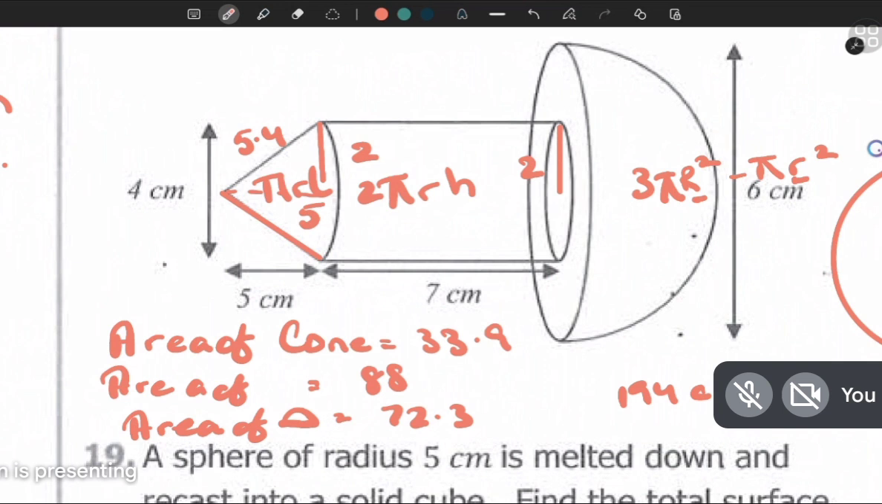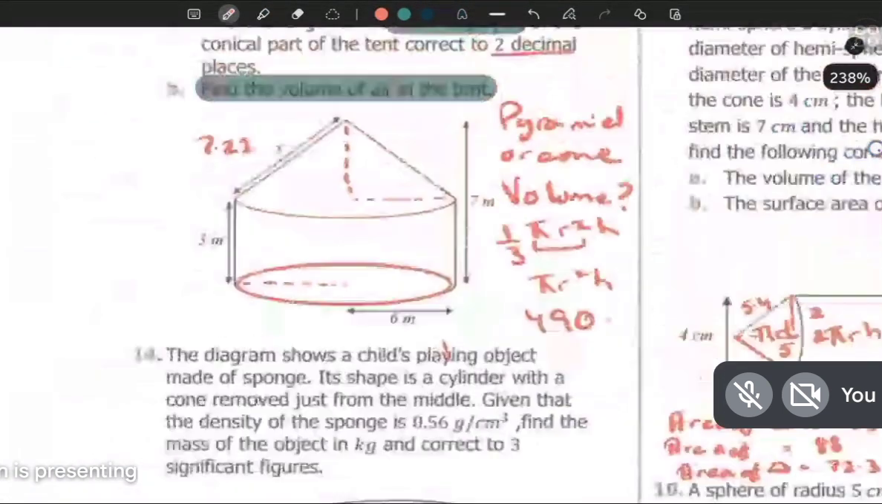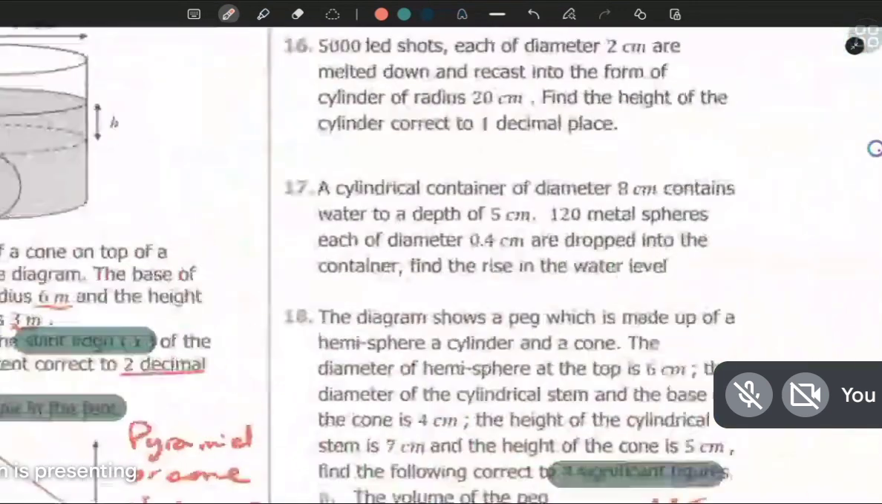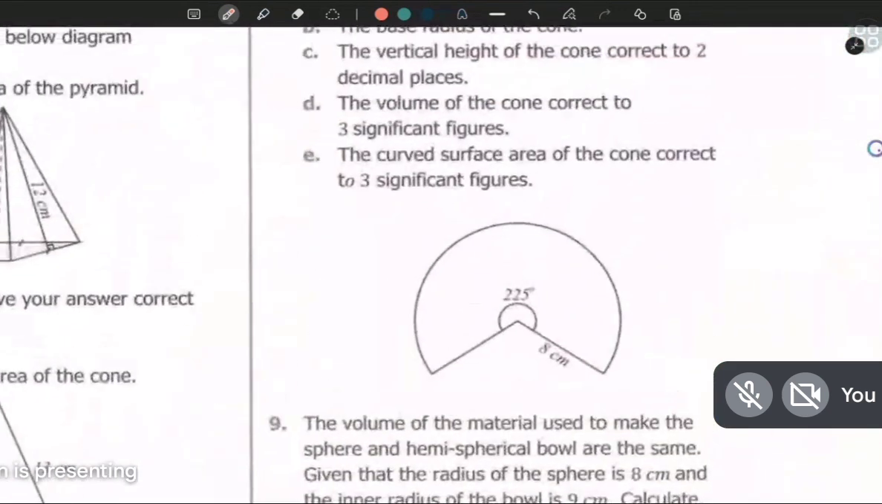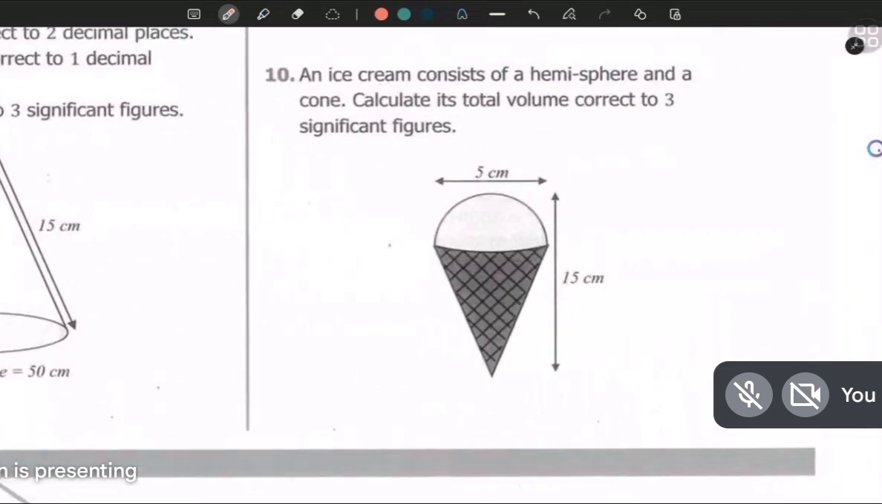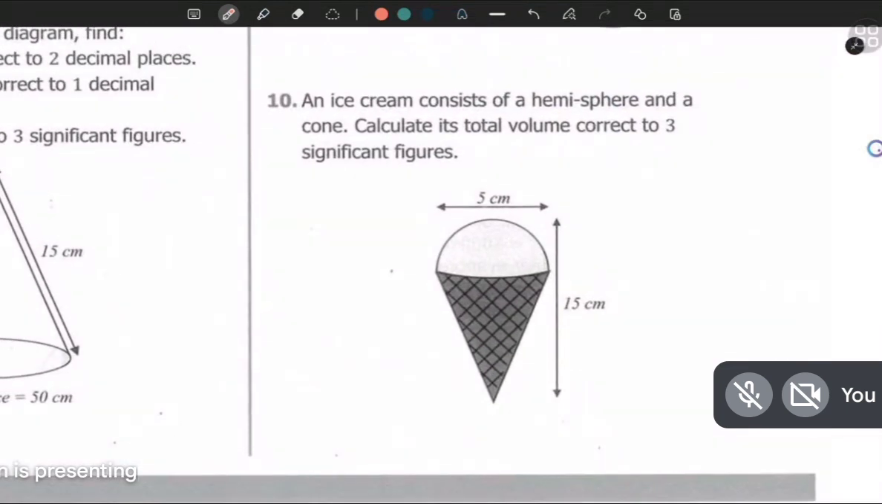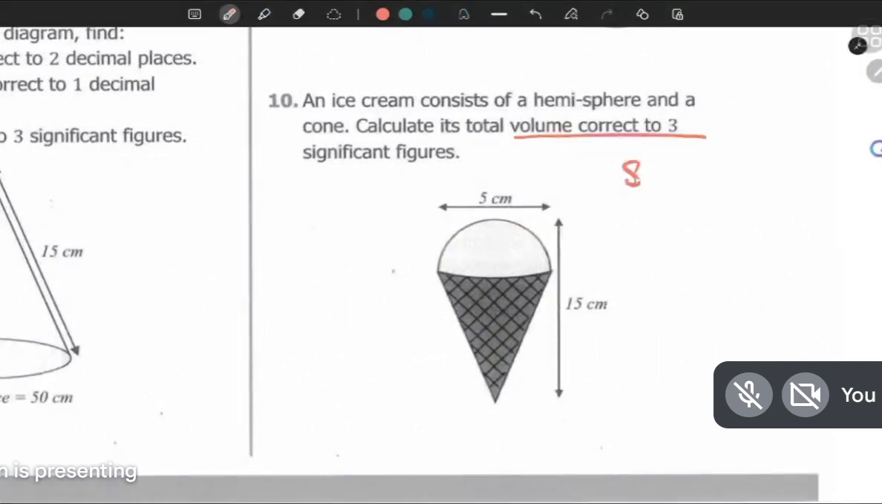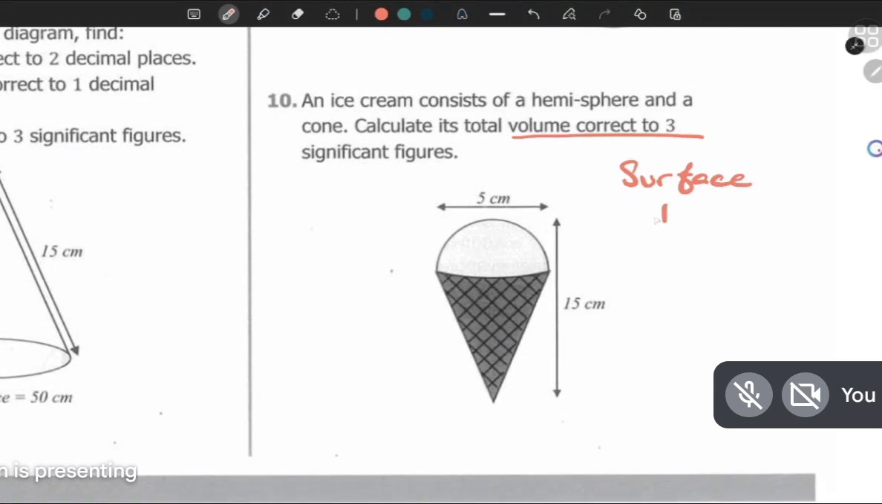What happened? Okay. So as homework, try question number 10. It's just one cone and a sphere. It's asking to calculate the volume. I want you to do the surface area as well.